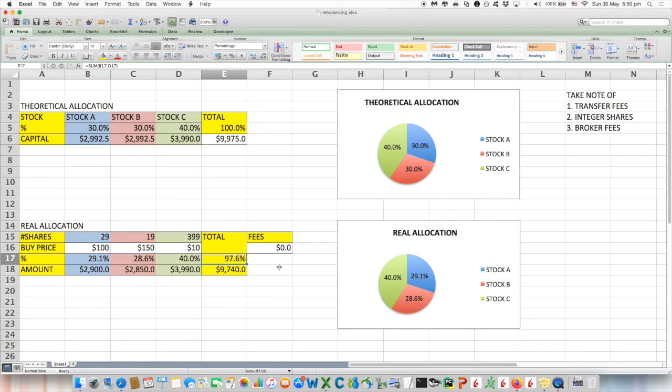What do I mean by that? It means that you need to take into account when you are creating your portfolio, and I put the note here, what you have to take into account. Number one, you may have some transfer fees, okay? So when you transfer your money from your bank to the broker account, then you may lose some money. Then you need to divide this number, the amount for each stock, by the buy price, right? And if the numbers are not integers, you need to round to the lowest integer.